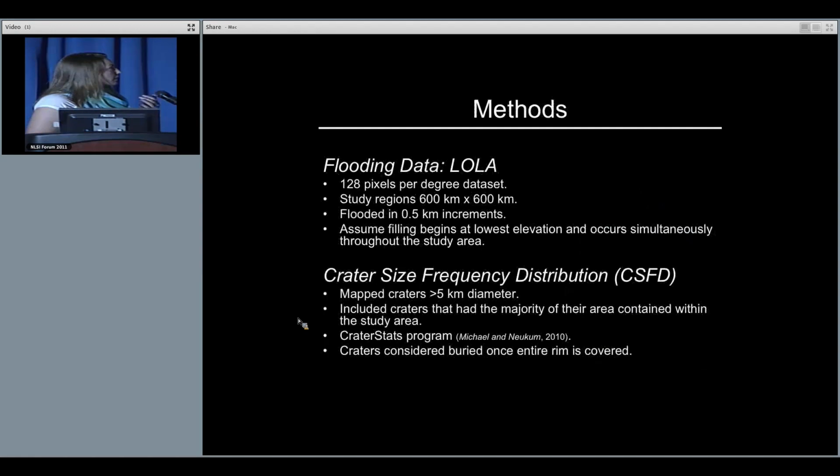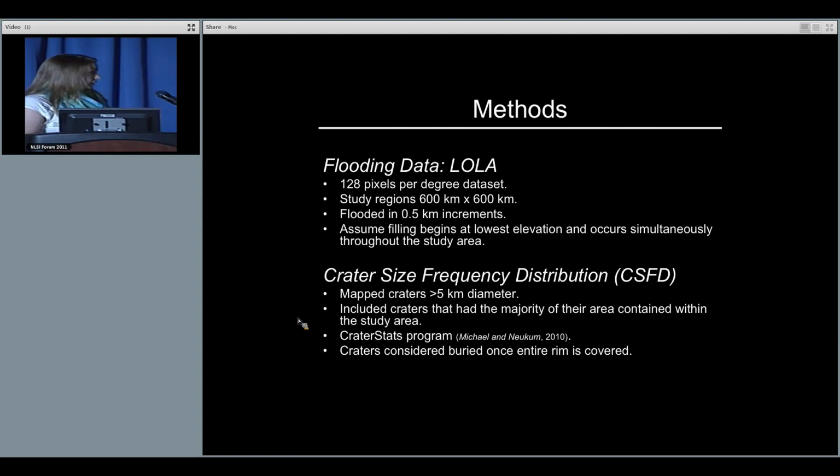So we began by flooding various lunar terrains. We used the LOLA data and used the 128 pixel per degree data set. We have 3 study regions, and they're all 600 by 600 kilometers. And I flooded each of these regions in half-kilometer increments and began with the assumption that the flooding starts at the very lowest elevation and continues simultaneously throughout the study region with each increment.